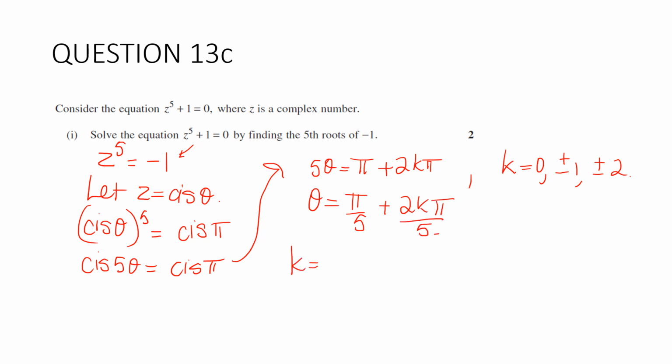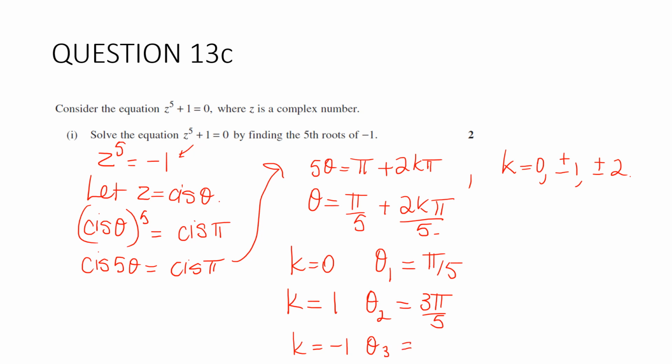Okay, when k is equal to 0, theta 1 is equal to pi on 5. When k is equal to 1, theta 2 is equal to 3 pi on 5. When k is equal to negative 1, theta 3 is equal to negative pi on 5. And k is equal to 2, theta 4 is equal to, what have we got there? Pi. And when k is equal to negative 2, theta 5 is equal to 1 take away 4, negative 3 pi on 5.